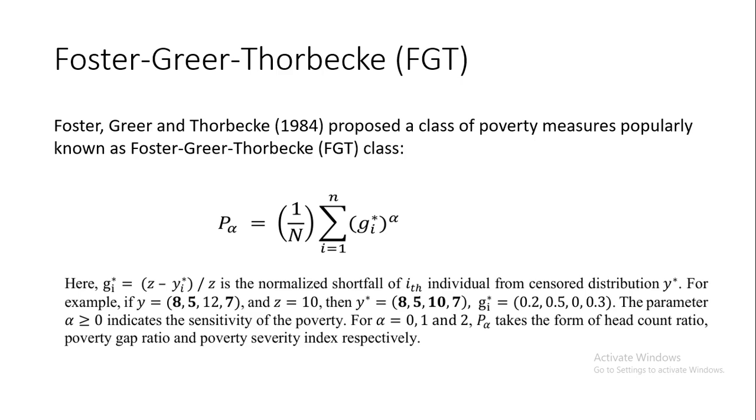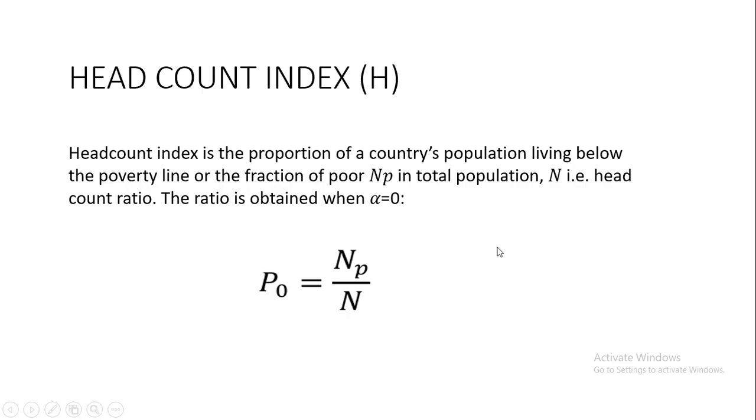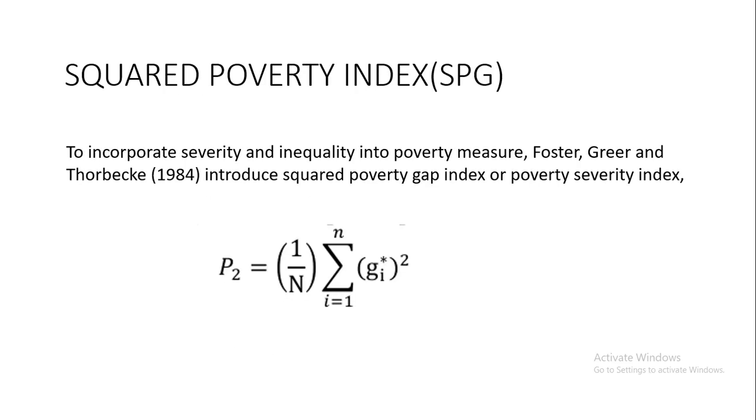Here we have Foster-Greer-Thorbecke. Foster, Greer and Thorbecke proposed a class of poverty measures popularly known as the Foster-Greer-Thorbecke class. We can measure it by this equation, and here we discuss something more about this. In Foster-Greer-Thorbecke, or FGT, we have three main things here, which are headcount index, poverty gap index, and squared poverty index.